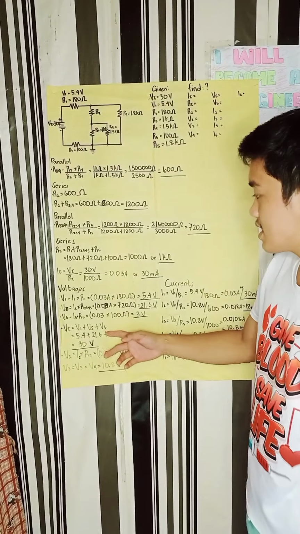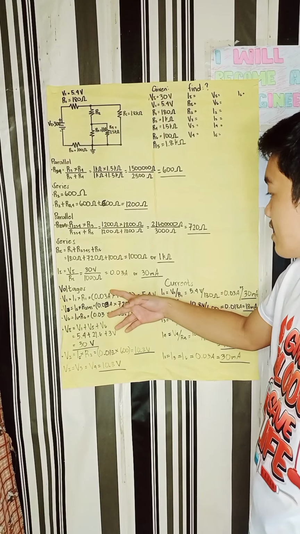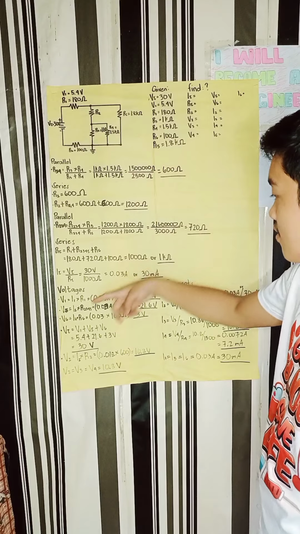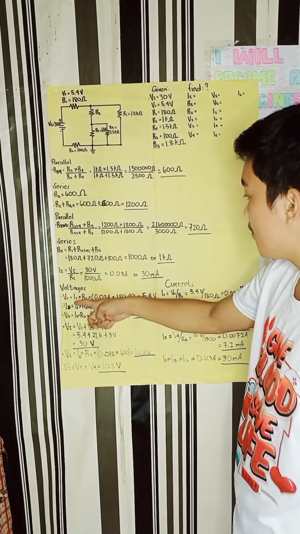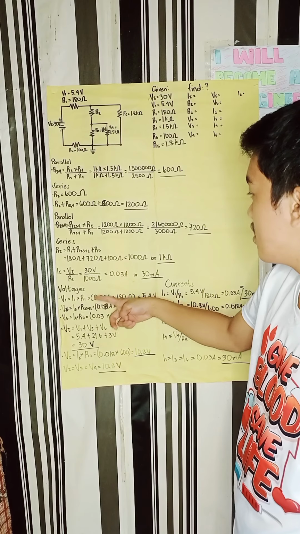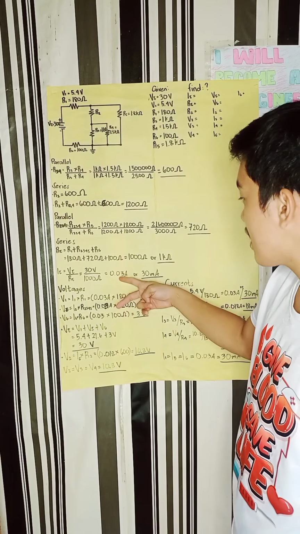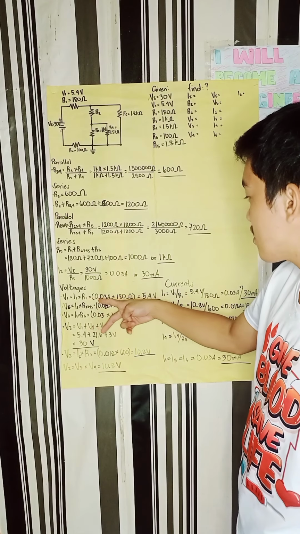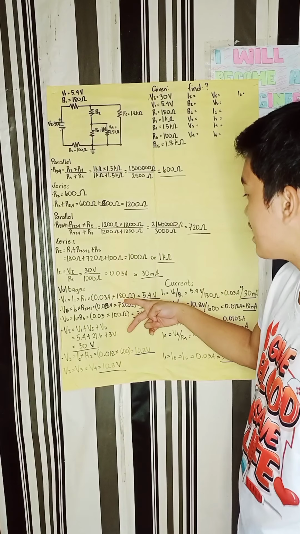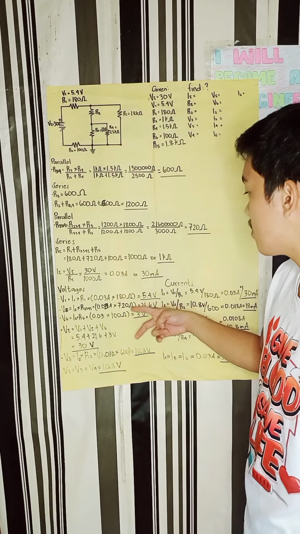Next is on voltages. On a series circuit, the total current is equal to the current in all branches. V1 is equal to I1 times R1. The total current is equal to 0.03 ampere, so I1 is also equal to 0.03 ampere times R1 equal to 180 ohms. So 0.03 times 180 is equal to 5.4 volts.